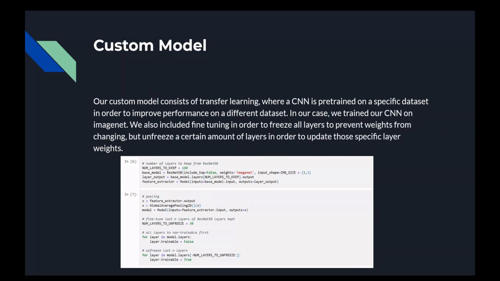And our custom model. Our custom model consists of transfer learning, where a CNN is pre-trained on a specific dataset in order to improve performance on a different dataset. In our case, we trained our CNN on ImageNet. We also included fine-tuning in order to freeze all layers to prevent weights from changing, but unfreeze a certain amount of layers in order to update those specific layer weights.